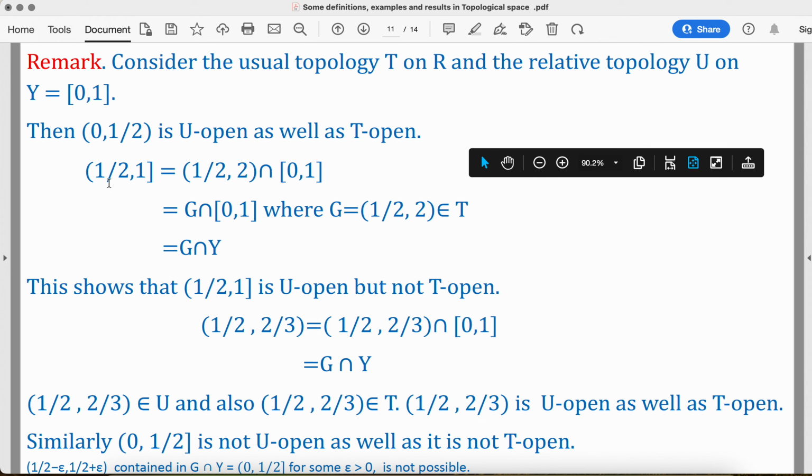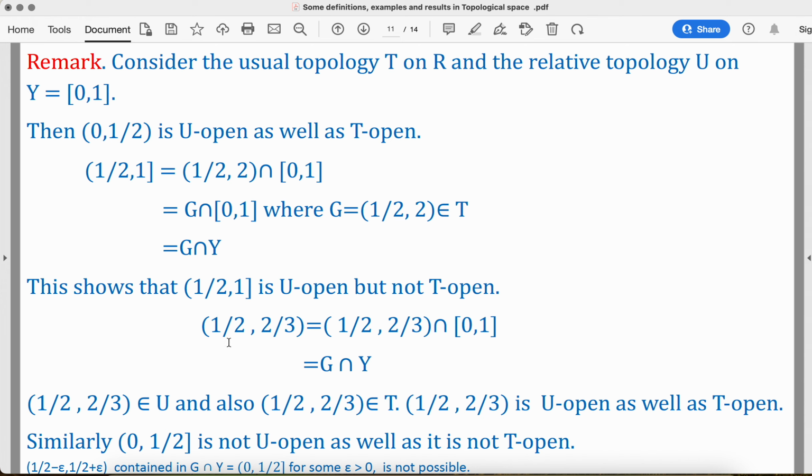If we consider the semi-closed interval [1/2, 1], then we notice that the intersection of the open interval (1/2, 2) on the set of real numbers with [0, 1] is G intersection [0, 1], where G is this open interval, and this is equal to G intersection Y. It means [1/2, 1] is U open, meaning it belongs to U but does not belong to T. So it is U open but not T open.